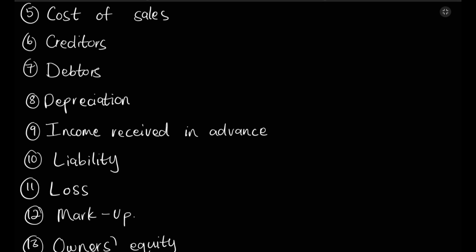Okay. Number 9, we have income received in advance. This is also known as deferred income. So income received in advance is income already received but meant for the next financial year. In simple terms, the business got paid before doing the work. For example, a gym receives membership money for the next year in December already.